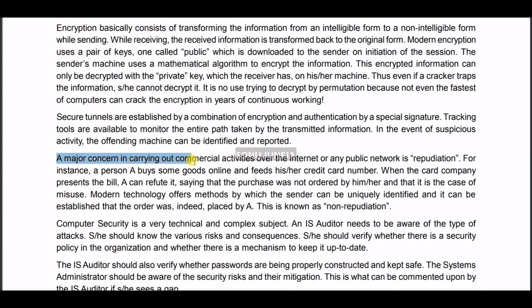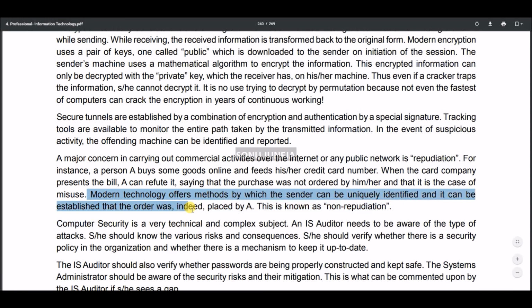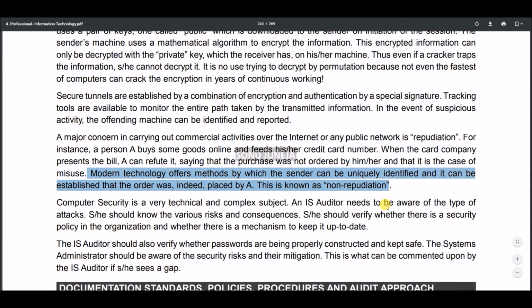A major concern in carrying out commercial activities over the internet or a public network is repudiation. For instance, a person buys some goods and feeds in his or her credit card number. When the card company presents the bill, he can refuse it, saying that the purchase was not ordered by him or her. In the case of misuse, modern technology offers a method by which the sender can be uniquely identified and it can be established that the order was indeed placed by A. This is known as non-repudiation.